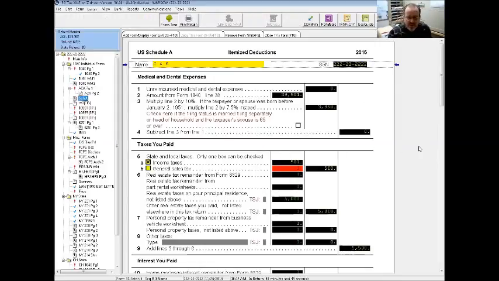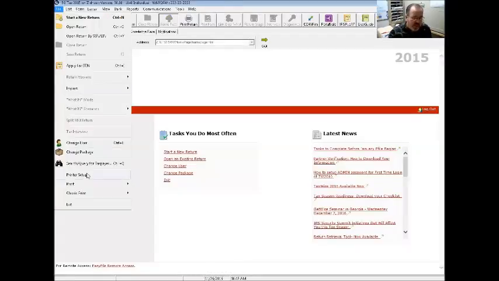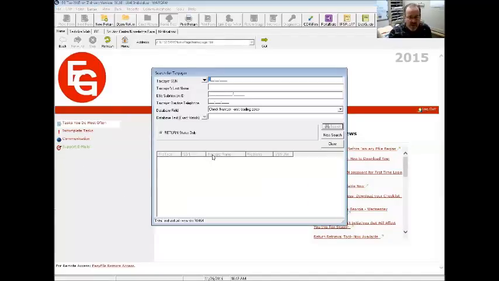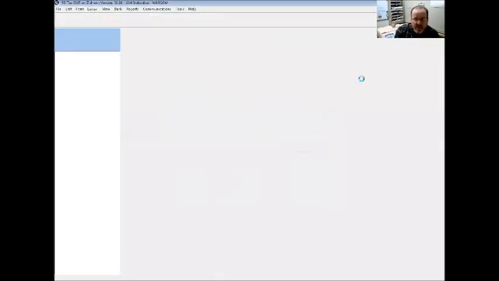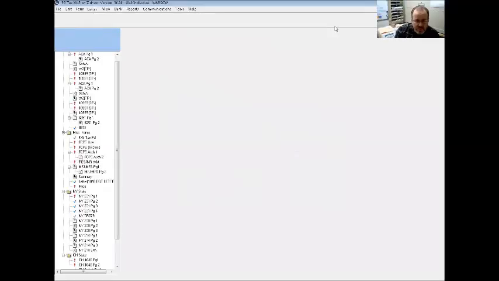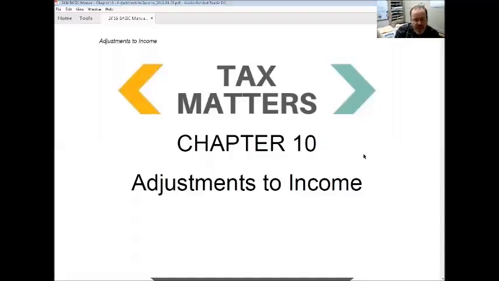Actually, what we're going to do here, use that problem. This is the way we're going to kind of go through Chapter 10. I found that it's much easier on Chapter 10 for adjustments to income to just look at them right on the TaxWise program. The chapter has several good topics, but we're going to take a look at it right on here. So we'll start out with our topics. Okay, so chapter 10 is adjustments to income.